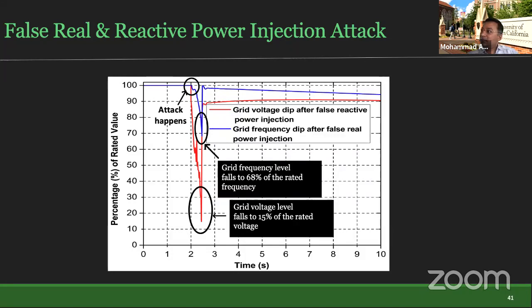And in 8 seconds, that means if I can reduce it below this rated value, I can in fact shut down the entire grid. That means it's a blackout. So we have demonstrated that using our attack, you can even cause a blackout. It's not just a minor change in frequency or voltage. You can indeed create a blackout.